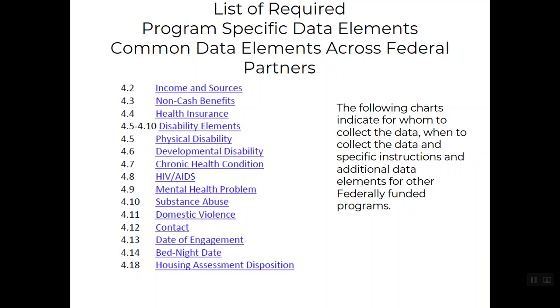The following is a list of what you may hear referred to as the common data elements. These are the program-specific data elements that must be collected across all programs regardless of federal partner funding source. Some federal partner agencies may have additional program-specific data elements that you must collect, and that information can be found in the HMIS Manual for that specific program.